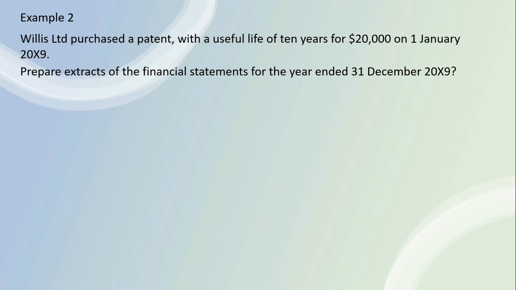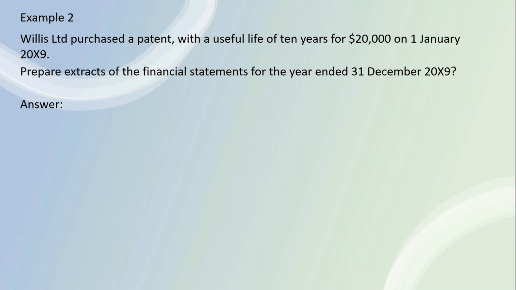Example 2. Prepare an extract of the financial statements for the year ended 31st December 2009. This is the question. Willis Limited purchases a patent with a useful life of 10 years for $20,000 on 1st January 2000X. So this is exactly one year, starting from 1 January, so the closing date is 31st December 2009. The amount will be amortized over 10 years.